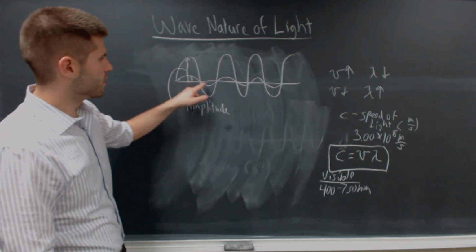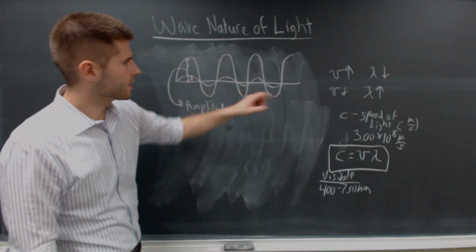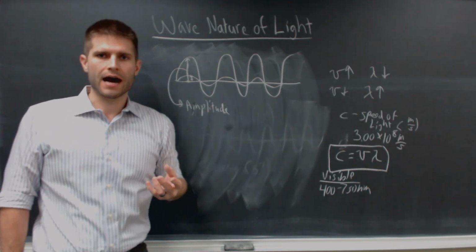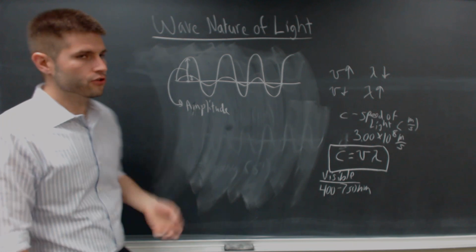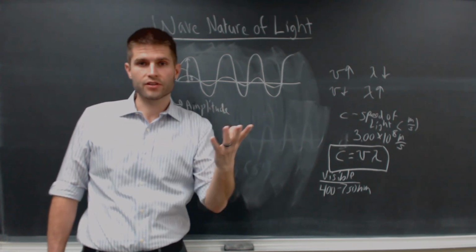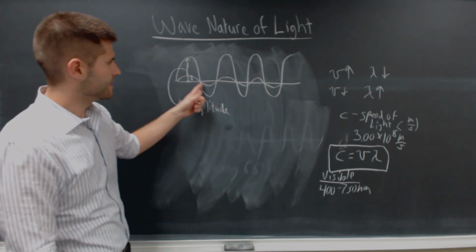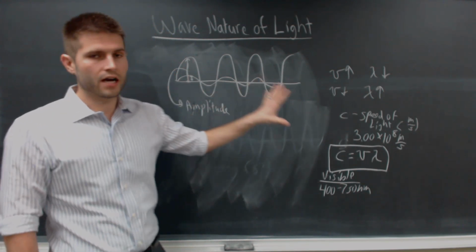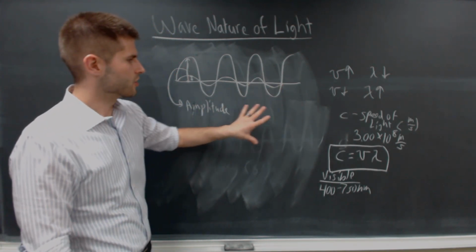So this bottom one, the smaller one, that's not quite as tall, will actually look dimmer to your eye. So the higher the amplitude, the more vibrant the color is, the brighter the light is. The less the amplitude, the dimmer the light is. And that is all I want to talk about the wave nature of light.